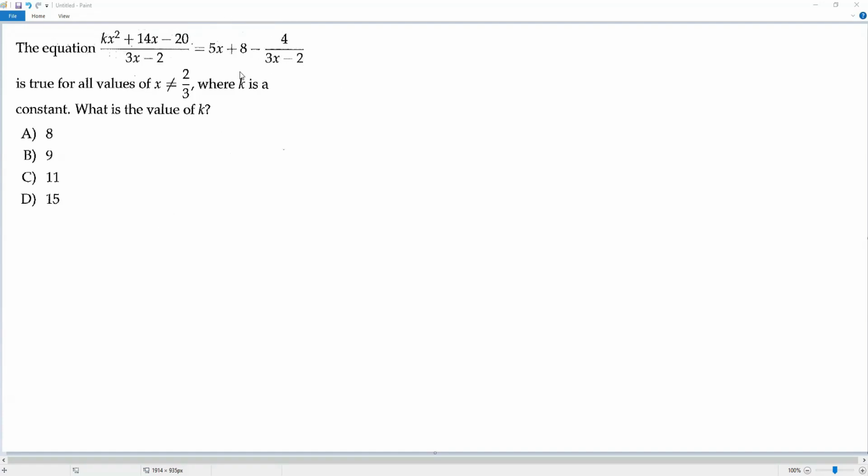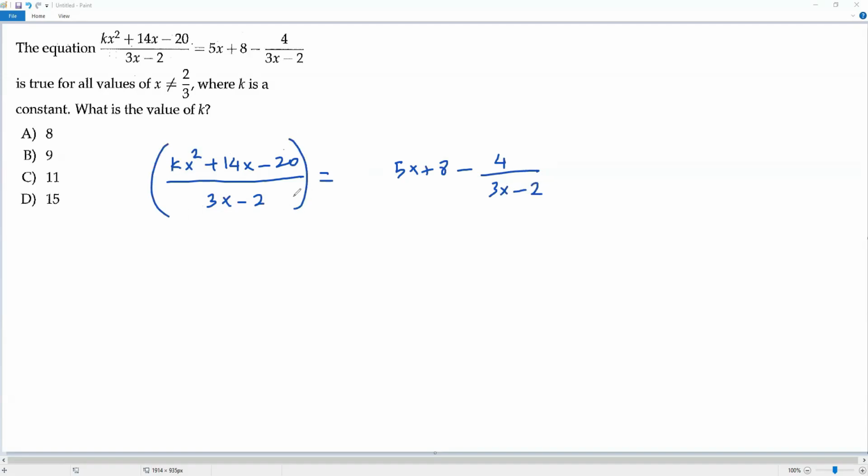Okay, let me do that. Let me rewrite the given equation. That is (kx² + 14x − 20)/(3x − 2) = 5x + 8 − 4/(3x − 2). Now I multiply both sides by 3x − 2, which is the denominator on both sides of the equation. In this step, my aim is to get rid of this denominator 3x − 2 on both sides. That's why I multiply both sides of the equation by 3x − 2. So here the 3x − 2 will cancel out.